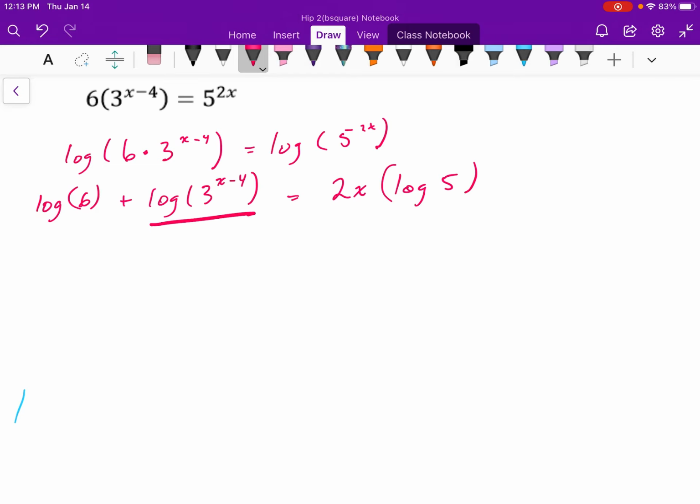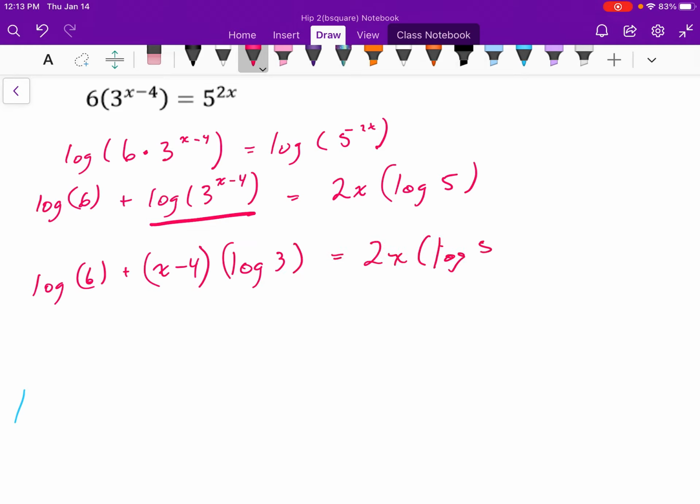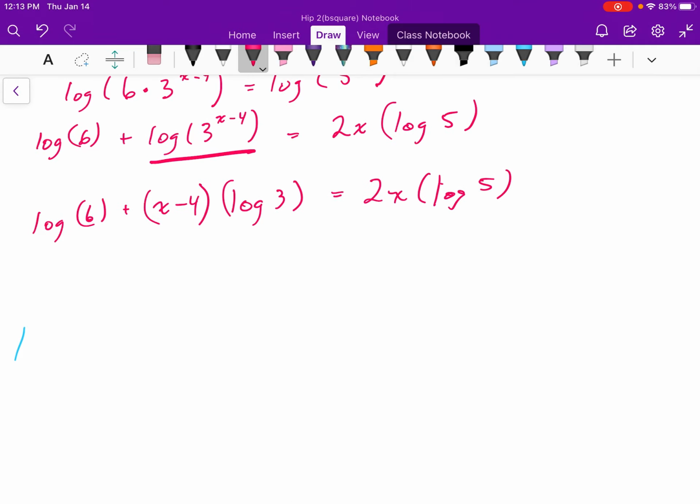So common logs really work well here, and I'm going to deal with this. Not everything is in logarithmic form. We still have an exponent, that x minus 4. So really this is x minus 4. I'm going to put that in brackets because it is a binomial, times log 3 is equal to 2x log 5. And fair enough. So I'm almost ready for algebraic manipulation. I'm going to keep in mind that this is a binomial, so you'll need to multiply it out.